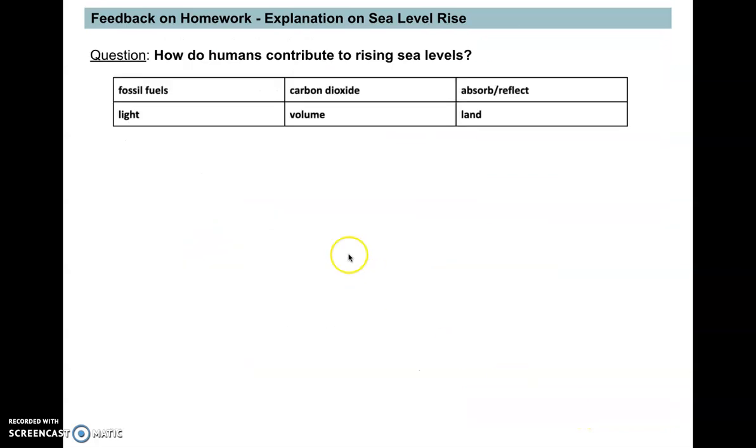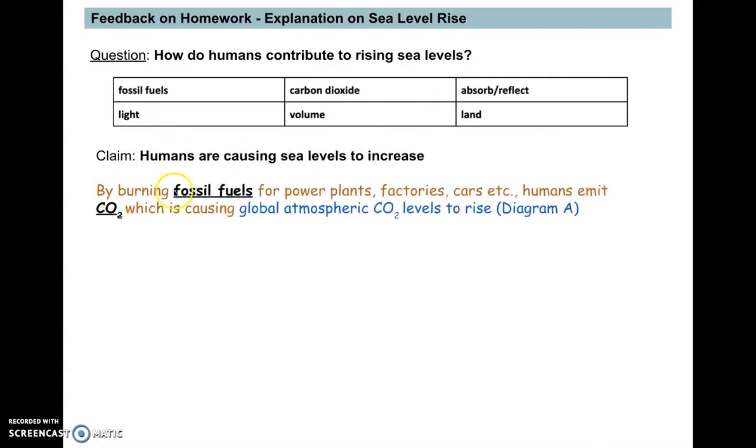All right, how do humans contribute to rising sea levels? And I want to use all these terms. So humans are causing sea levels to increase. All right, well, how do we know this? Well, by burning fossil fuels for power plants, factories, cars, etc., humans emit CO2. So notice this is not in any of the graphs. This is my causal mechanism, my reasoning connecting it to the graph that global atmospheric CO2 levels rise. And I'm referencing diagram A.